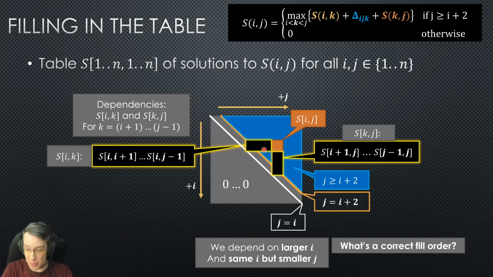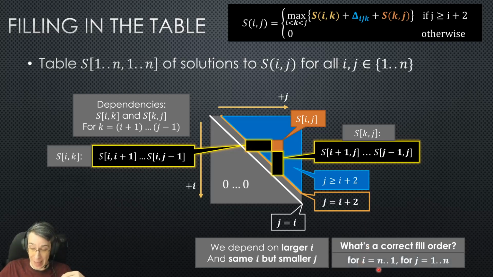Okay, I'm going to assume if you wanted to figure that out, you've paused and done so. So we depend on larger i, so we should make sure that larger i rows are computed first. So we're going to iterate from large i down to small i, and then within a row, we want to make sure that smaller j are already computed. So we want to compute smaller j's first, so from small j to large j.